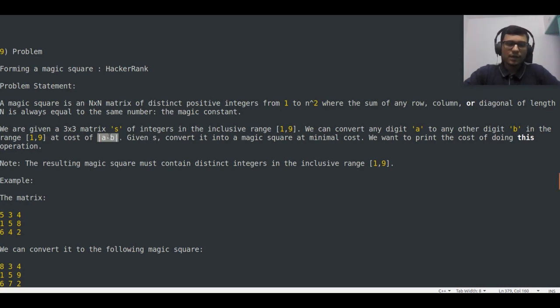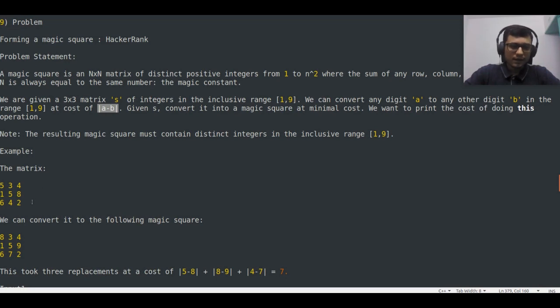So basically we are given the input matrix S, which is a 3x3 matrix, and we want to convert this matrix into a magic square at minimal cost, where cost is calculated as the absolute value of A minus B. At the end we want to print this cost. One thing to note is that the resulting magic square must have distinct integers in the range from 1 to 9. Now let us look into a few examples to understand this problem better.